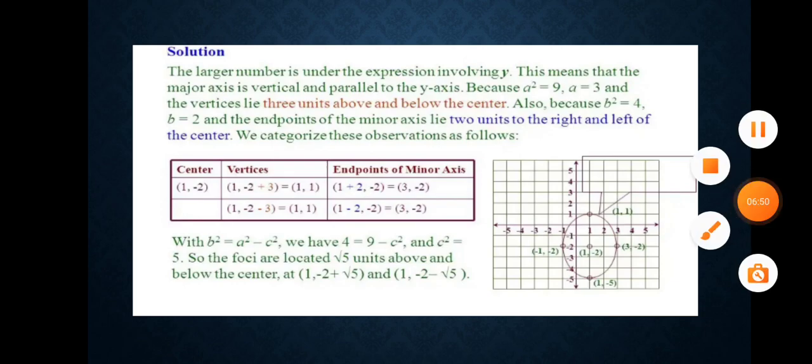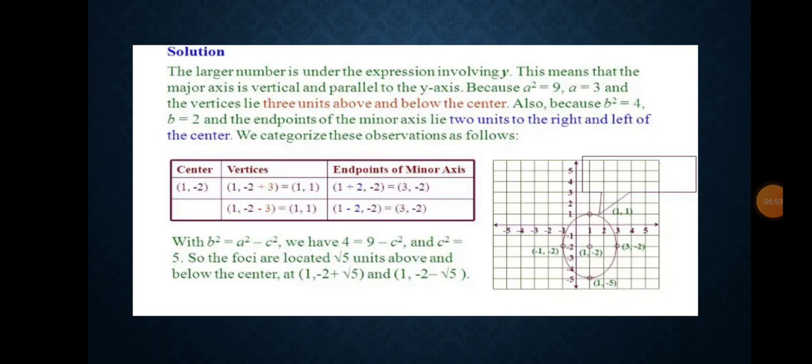Also, because b squared equals 4, b equals 2, and the endpoints of the minor axis lie 2 units to the right and left of the center. We categorize this observation as follows. Center: (1, negative 2). Vertices: (1, negative 2 plus 3) equals (1, 1), and (1, negative 5). Endpoints of minor axis: (1 plus 2, negative 2) equals (3, negative 2), and (negative 1, negative 2).